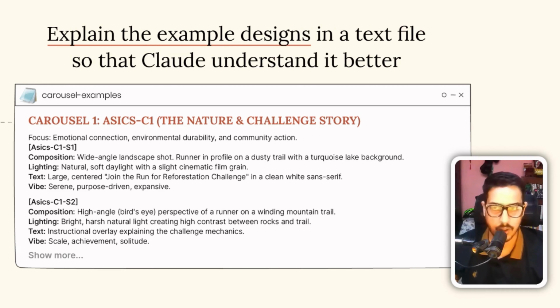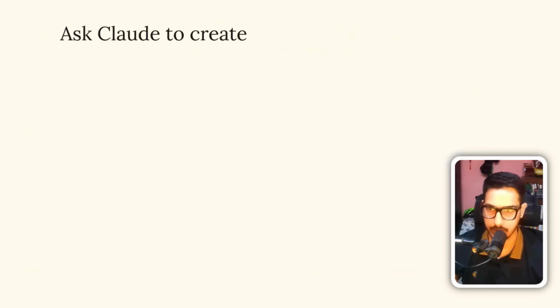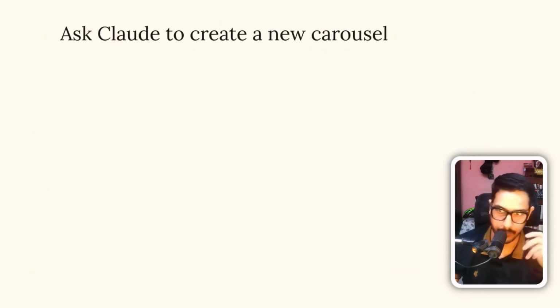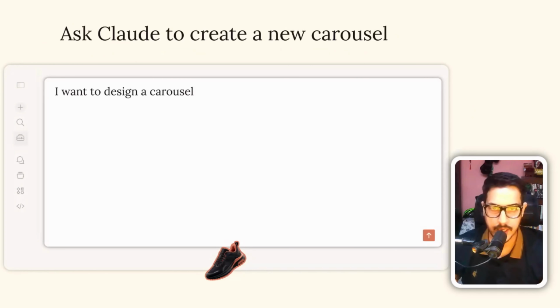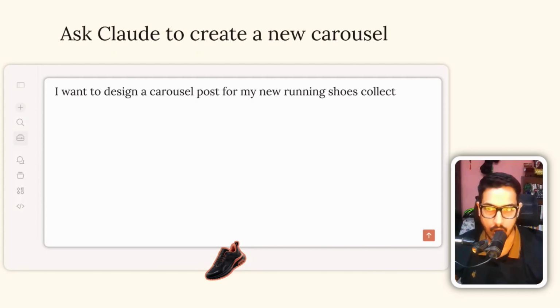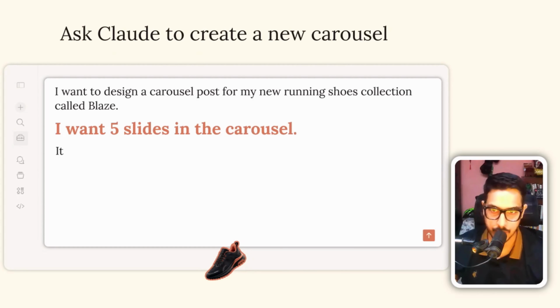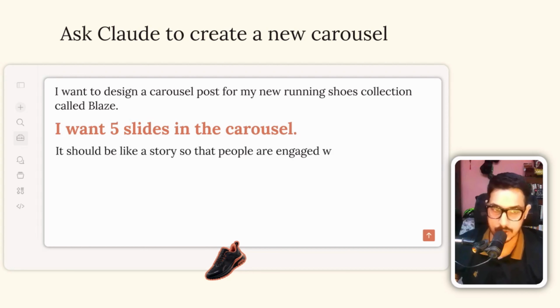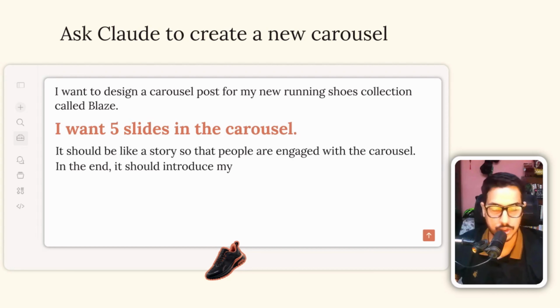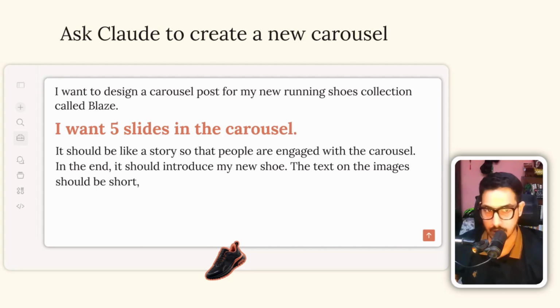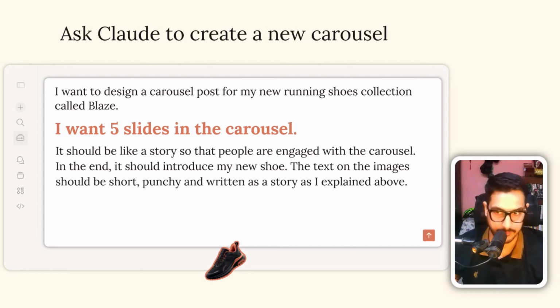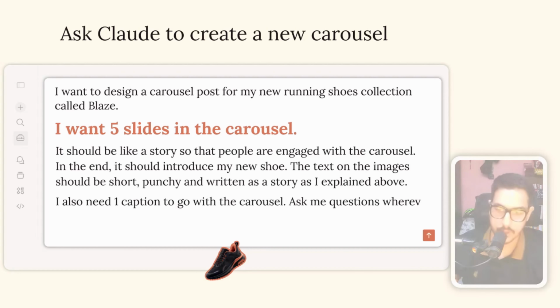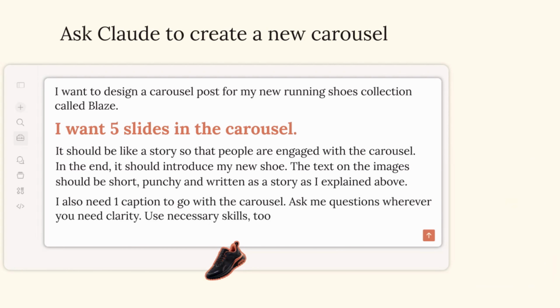Okay, now comes the interesting part where we ask Claude to create a new carousel. Let's go through this prompt. I want to design a carousel post for my new running shoes called Blaze. That's the collection name. I want 5 slides in the carousel. It should be like a story so that people are engaged with the carousel. And in the end, it should introduce my new shoe. The text on the images should be short, punchy, and written as story explained above. I also need a caption to go with the carousel. Ask me questions wherever you get stuck. Use necessary skills, tools, and more.